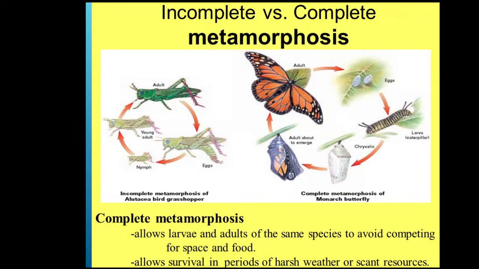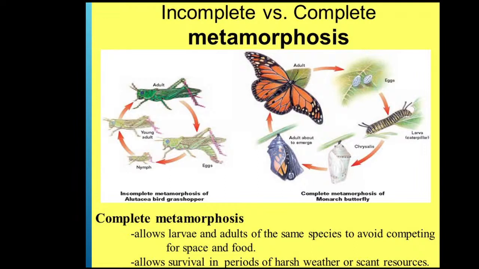So, for all insecta, indirect development is characteristic. Indirect development is development with a larval stage or metamorphosis. There are two types of metamorphosis which are characteristic for insecta. These are incomplete and complete metamorphosis.